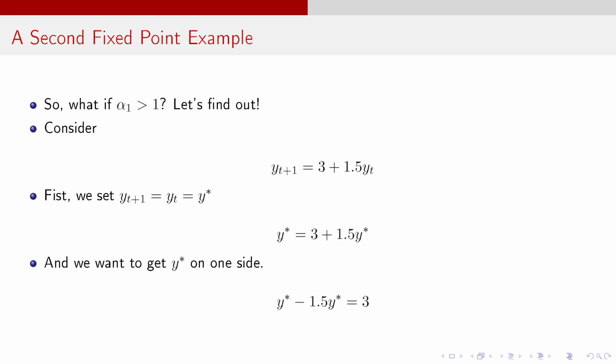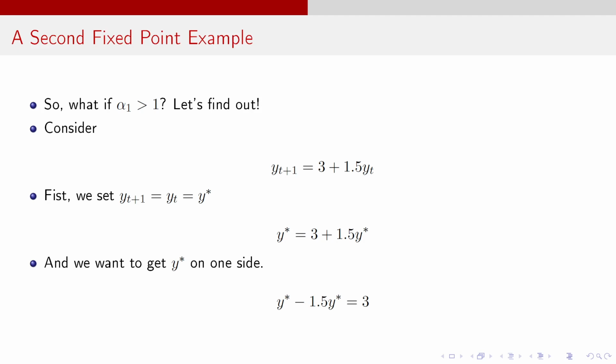So let's see what happens when there is no fixed point. Well, there's two ways we can engineer it: alpha 1 equal to 1, or alpha 1 greater than 1. So let's do alpha 1 greater than 1 first. Now I'm doing it with an intercept here, really just to give you guys the full picture of what's going on. So now I've got y_{t+1} equals 3 plus 1.5 y_t.